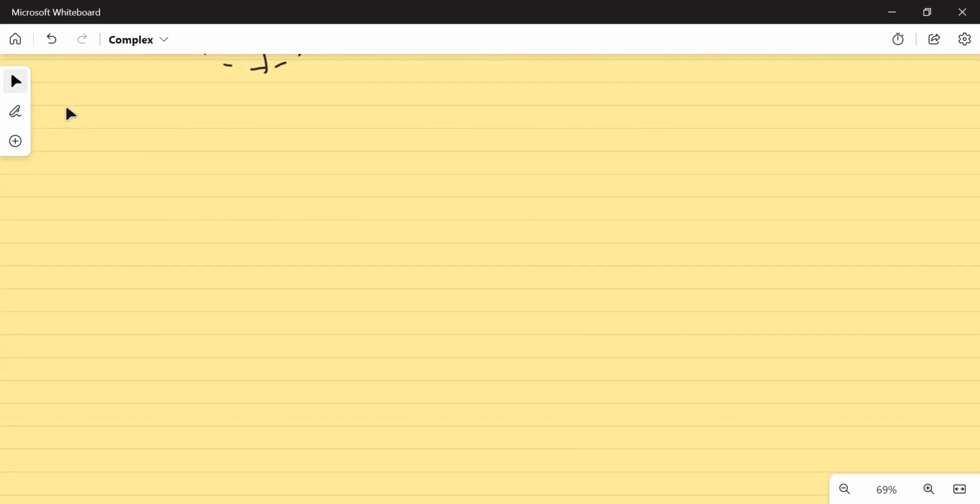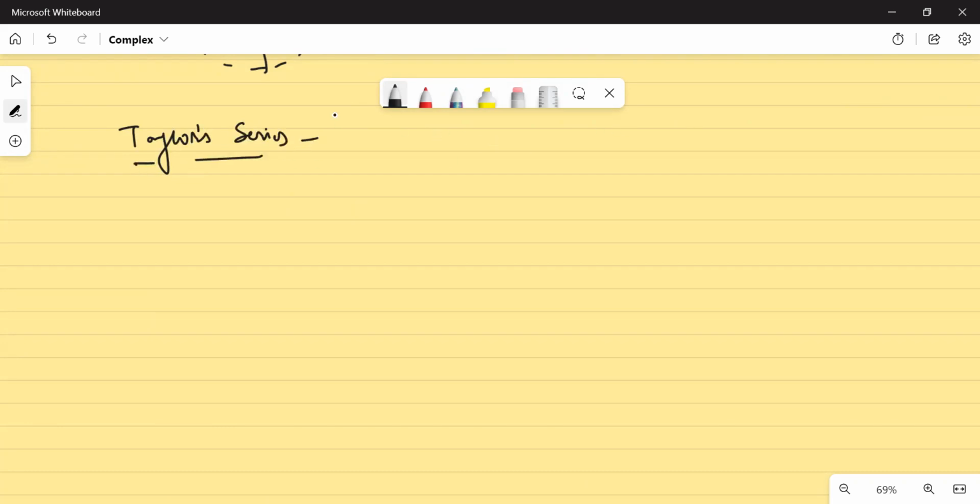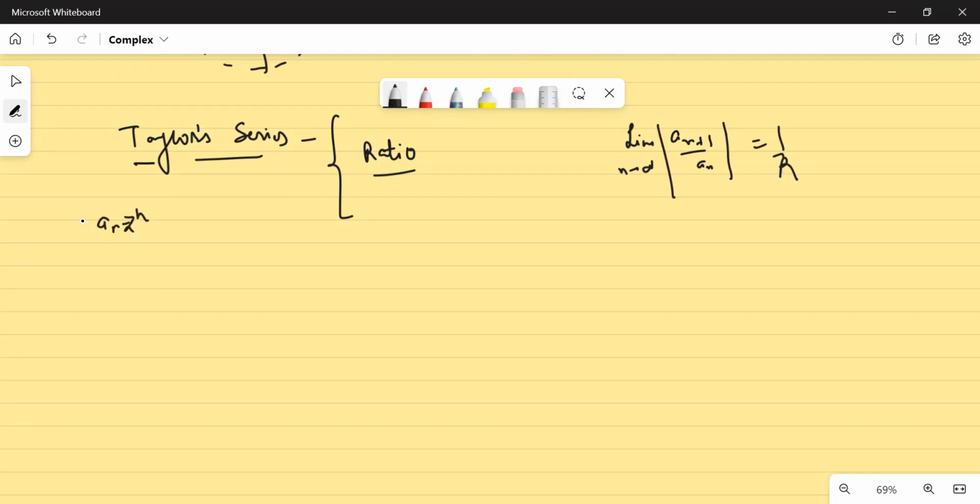Okay. So yesterday we were interested in finding the radius of convergence of a Taylor series. If a Taylor series is given to me, yesterday I taught you something called the ratio test. You can simply find the limit as n tends to infinity of modulus a_(n+1) upon a_n equal to 1 over R, if the series is of this sort. And if my series is expanded about z naught, then my domain of convergence is mod z minus z naught less than R. I hope it is clear.